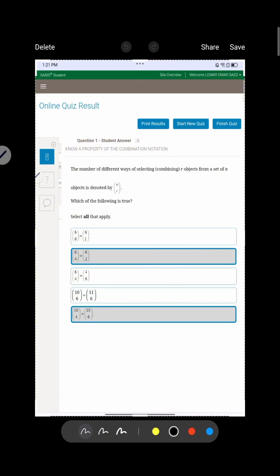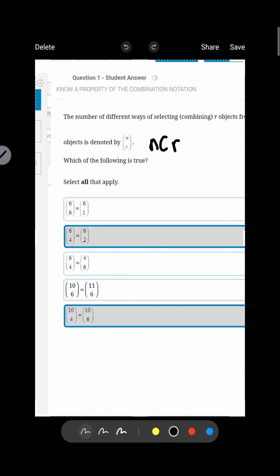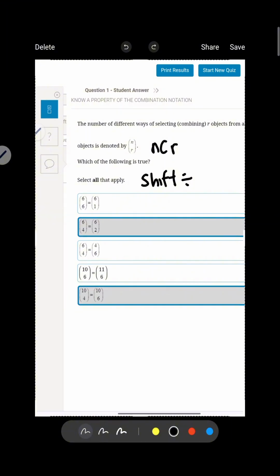Okay. So they said the number of different ways of combining r objects out of n objects is denoted by nCr, which means n combination r. Okay, now how do I know if it's correct? Either put it on your calculator and press shift divide. It's going to take such a long time. Or what you can do is this.